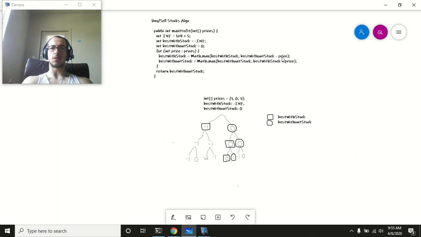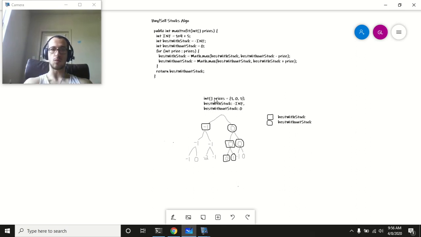And it makes sense to subtract the price here because when we're with stock, we're buying a share of stock, and we have to pay out the price in order to buy it. So our profit is reduced by the price of the stock. And for best without stock, we're comparing our previous best without stock to best with stock plus the price. We're adding the price in this case because we own one share and we're selling it for the price. So we add that price to our profit once we sell the stock. And that's why the addition and subtraction work there.